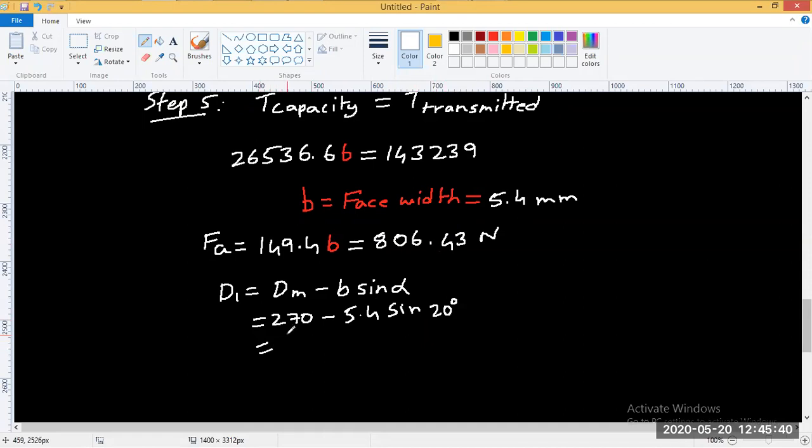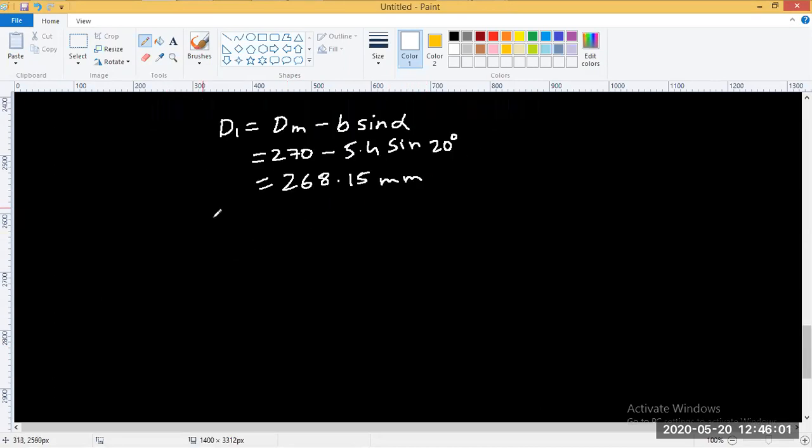And similarly here, 5.4 sine alpha, where alpha is already assumed as 20 degrees. Let's see how much the diameter comes to. 270 minus 5.4 sine 20. So this is 268.15 mm. And D2 is the outer diameter of the cone, given by dm plus b sine alpha. You just have to introduce plus in your calculators, so that will come to 271.85.